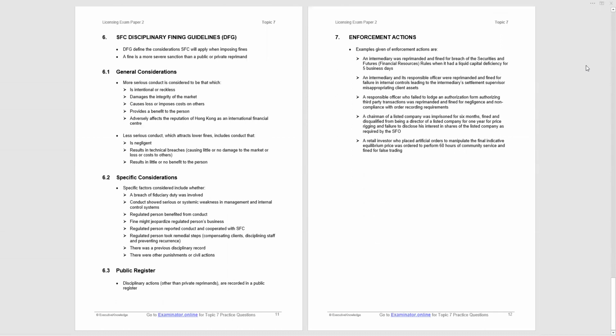Paper 2, we've got section 6, the SFC disciplinary fining guidelines, and you will see that the SFC can be more lenient if you cooperate with the SFC, and be aware of the particular situations that they highlight. And then finally, section 7, enforcement actions. Again, these are examples of enforcement actions that have been taken by the SFC. They're not going to examine these specifically, but they just expand upon the material that you have been studying throughout paper 2.